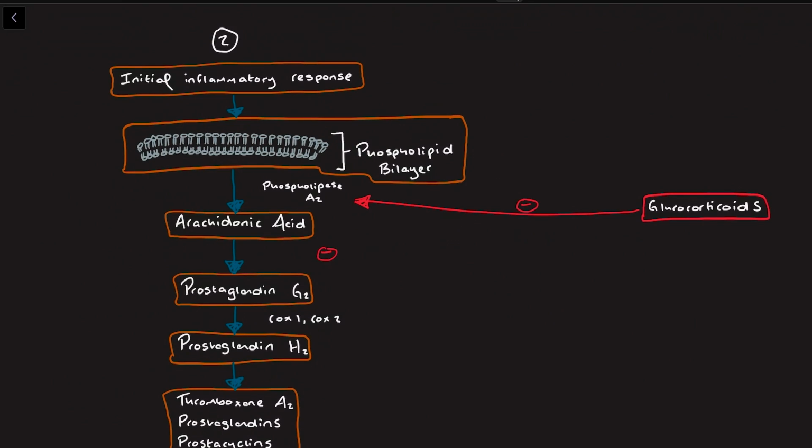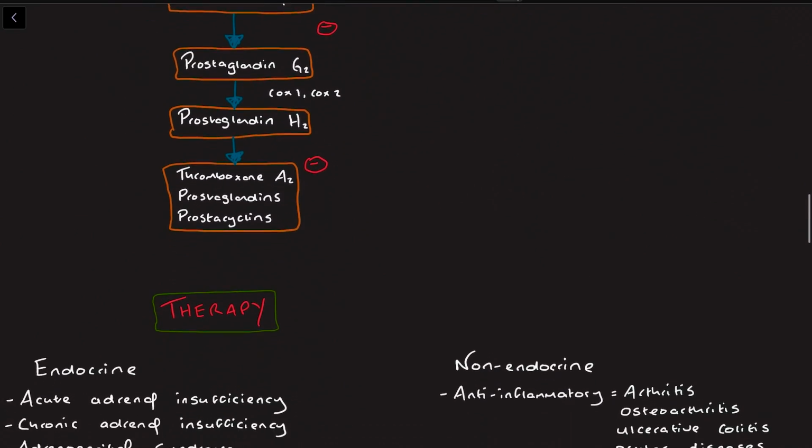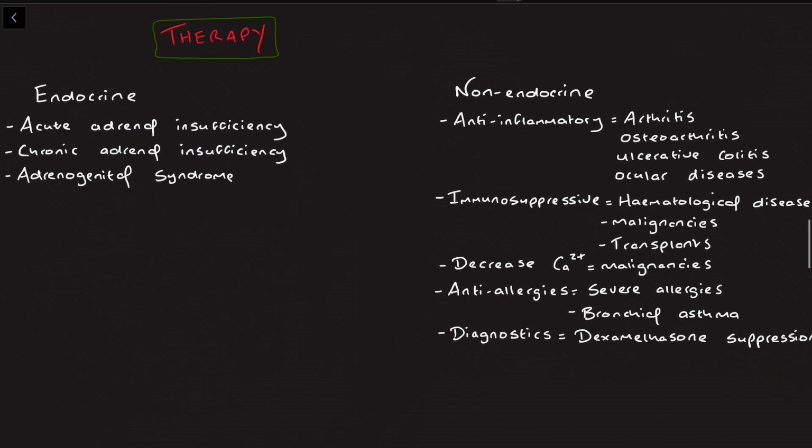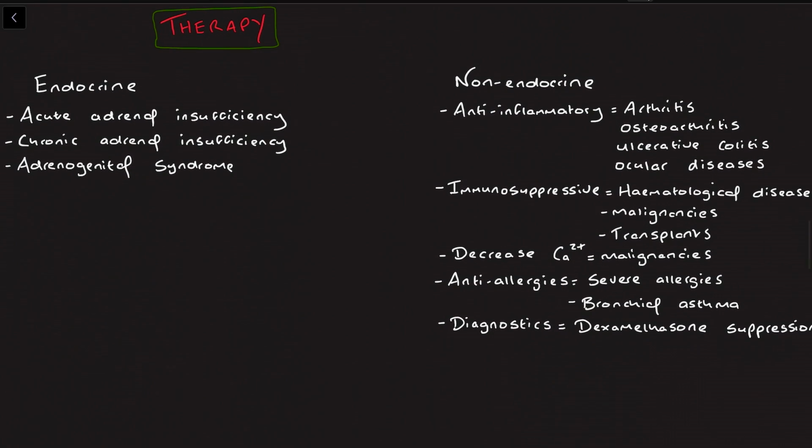Now that we've briefly gone through the role of glucocorticoids, I want to focus a little on synthetic glucocorticoids. So why would there be a need of glucocorticoid therapy? Indications for therapy can be divided into endocrine and non-endocrine. For endocrine, the reasons for initiating therapy would be due to adrenal insufficiency, which could be acute or chronic, or adrenogenital syndrome.